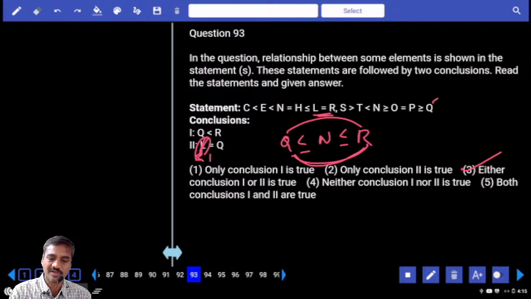In the place of L, I have taken R. Then it has become Q lesser than R, Q equals to R. That is nothing but either R.